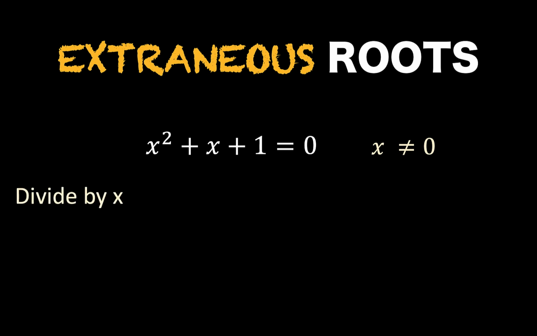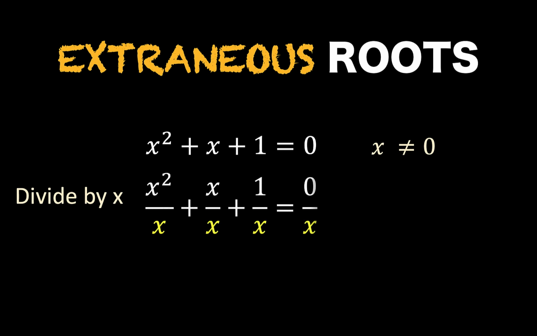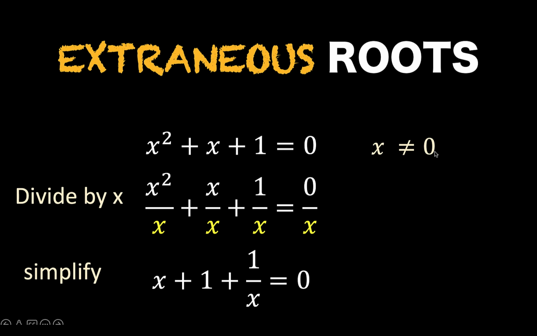Then, let's divide each of the terms of our given quadratic equation by x to arrive at this next line. And then simplifying, x squared over x is x, x over x is 1, and 1 over x is copied, and the right side is equal to 0. This is a valid operation because x is not 0, so we are not dividing by 0 here.